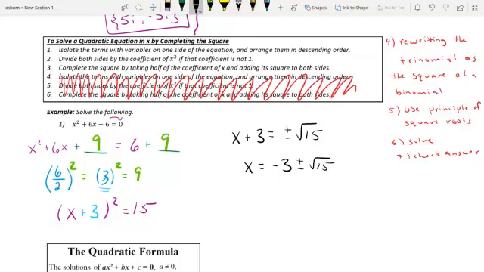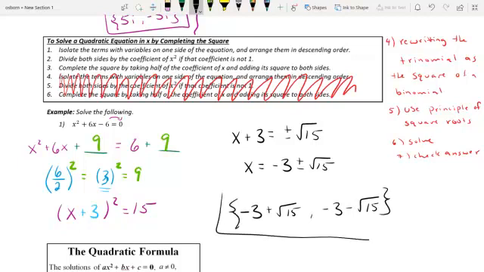Now be aware that if MyMathLab is asking you to submit your answers with commas as 2 separate answers, it might not let you put in the plus or minus. So keep in mind that's the same thing as saying negative 3 plus the square root of 15 is an answer, and negative 3 minus the square root of 15 is an answer. If I could simplify this further, I would. But to give an exact answer, that is as far as we can go on that problem. So that is solving by completing the square.